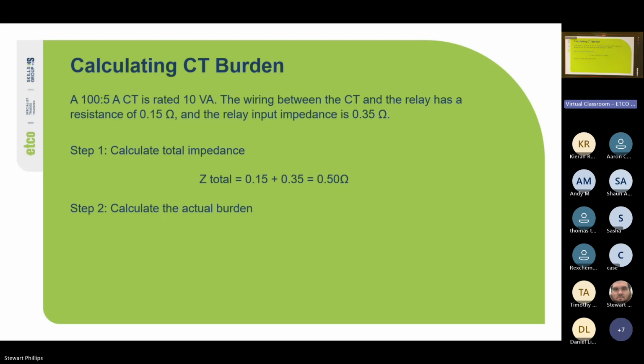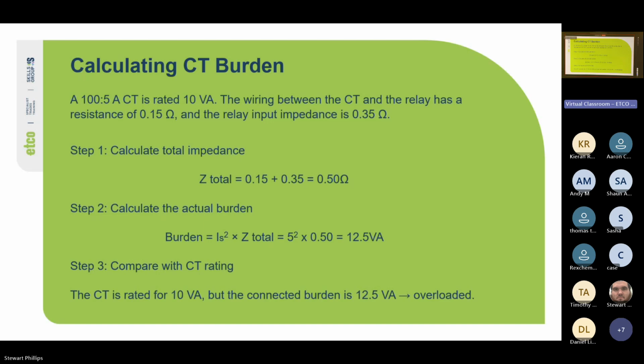So our second step is we calculate the actual burden. Burden is equal to I supply squared times Z total. So it's 5 squared times 0.5, which gives us 12.5 VA. We compare that with our CT rating. It's only rated for 10 VA, but the connected burden is 12.5 VA. Therefore, it is overloaded.